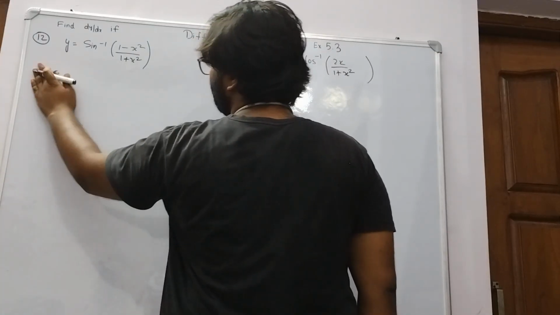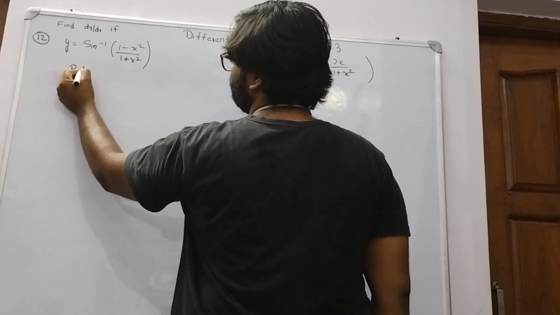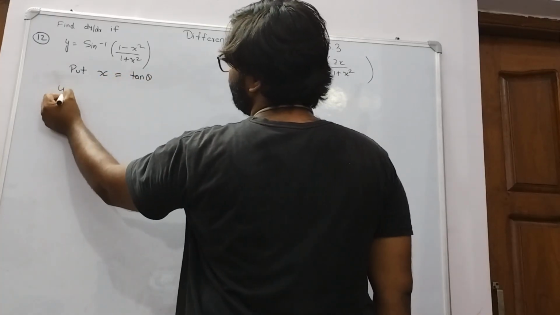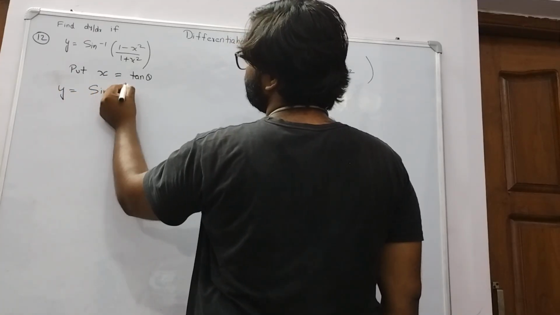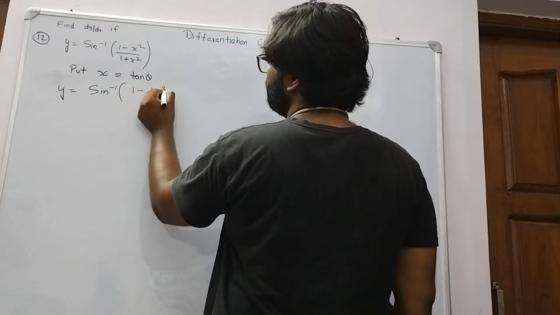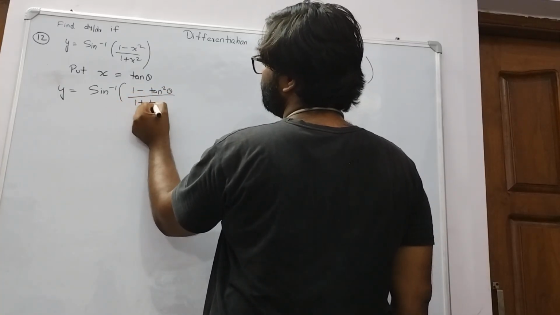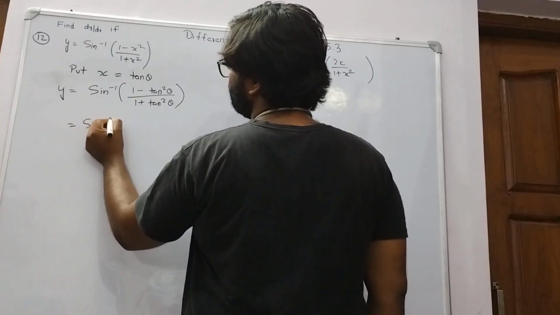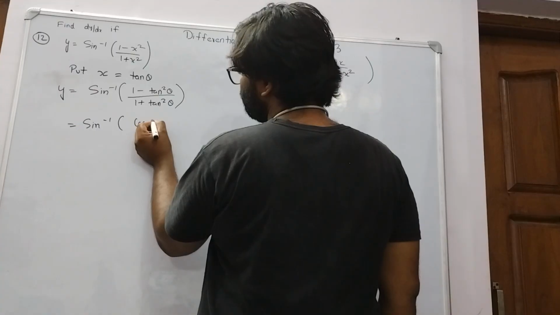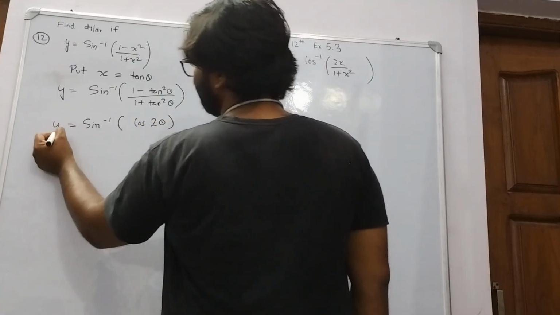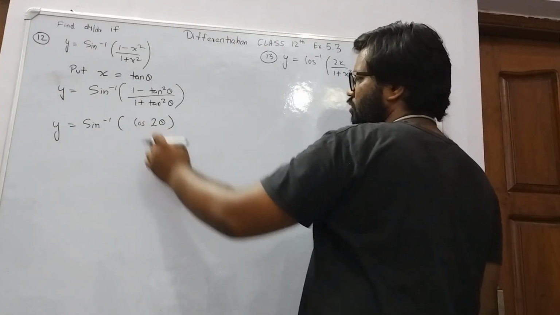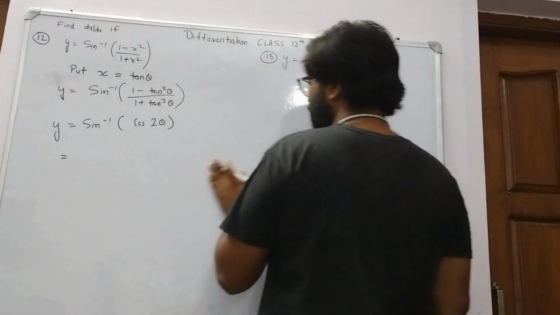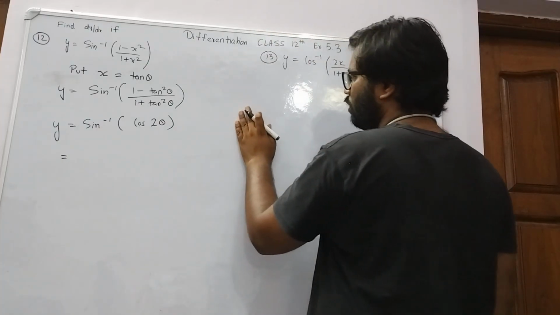So put x equal to tan theta. What we will get is y is equal to sine inverse 1 minus tan square theta upon 1 plus tan square theta, which is equal to sine inverse cos 2 theta. Now here the question arises, this is sine inverse, this is cos, so how will we solve it? Okay, so let's understand this. We have again studied the concept of quadrant.